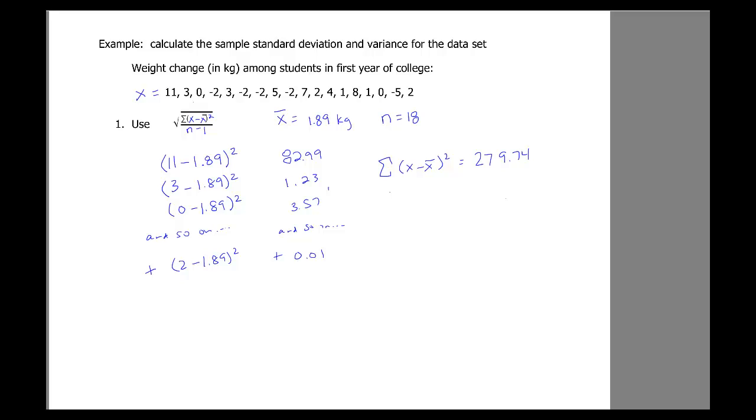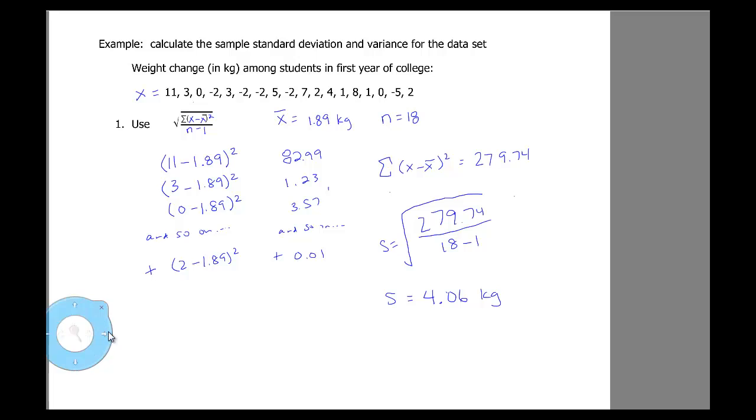So that's the top part of the equation. The bottom part is n minus 1. So 279.74 divided by 18 minus 1. And then we take the square root of all of that. And when you calculate that, we should get 4.06 kilograms. So again, very tedious and takes a long time to do.